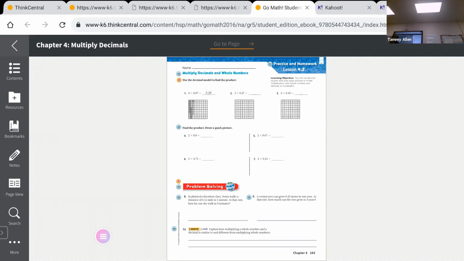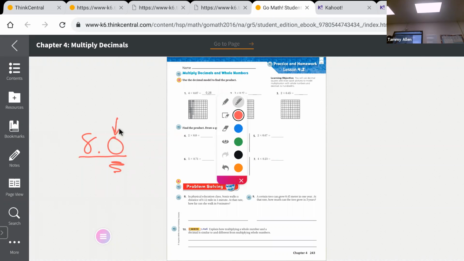80 tenths would look like this. Whoops. Here's 80 tenths, because 80 landed in the tenths place. That's 80 hundredths. Okay? And that's what's different. Does that help you? Okay. Thank you for asking.